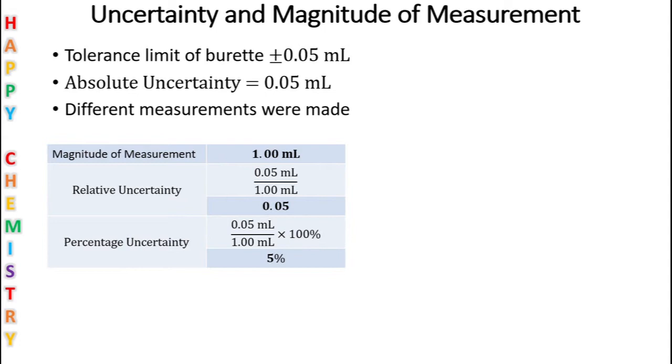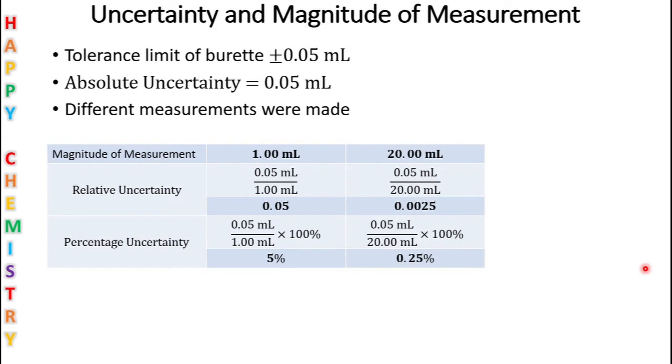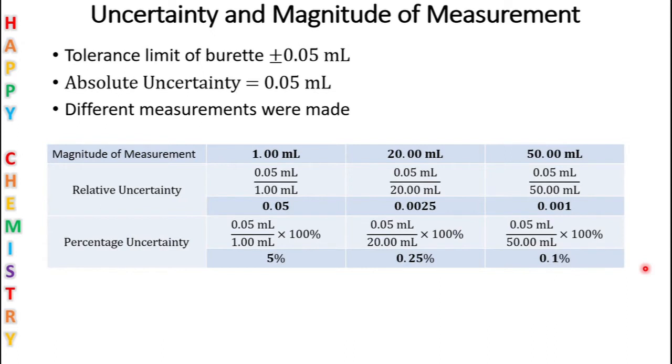Next, 20.00 milliliters is measured. Calculated relative uncertainty is 0.0025 and calculated percentage uncertainty is 0.25%. Finally, 50.00 milliliters is measured. Calculated relative uncertainty is 0.001 and calculated percentage uncertainty is 0.1%.